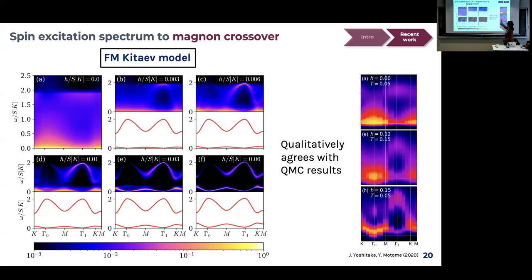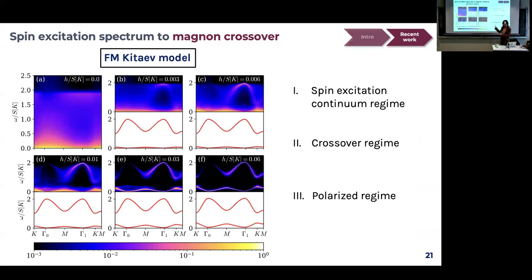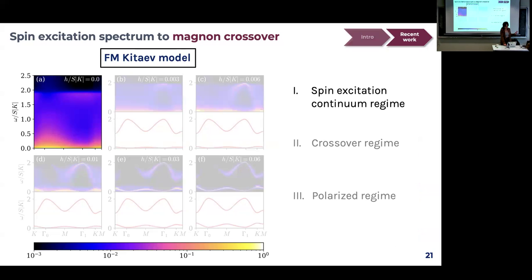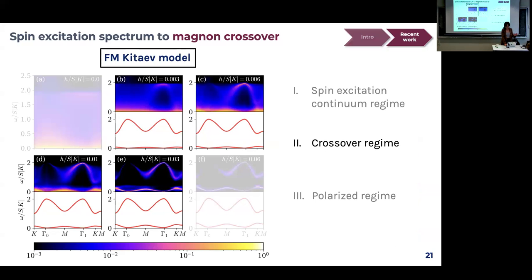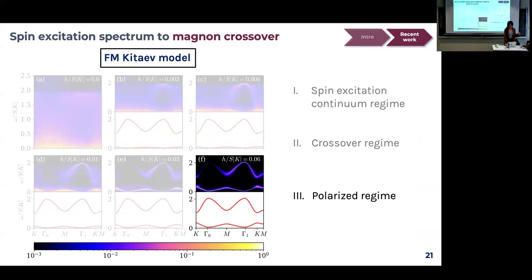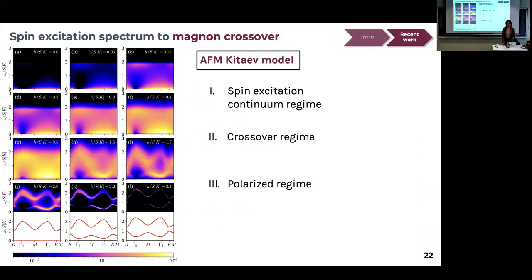As you increase the field, you see the definition of the magnon bands starting to appear. And with this, you can define three different regimes: the spin excitation continuum regime, the crossover regime where there's a coexistence between a continuum and weakly dispersing magnon bands, and then the polarized regime. With this, it kind of gives us permission to look at models where QMC doesn't have any results, and that is the AFM Kitaev model.